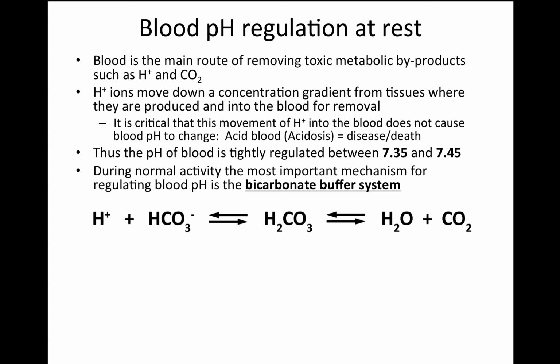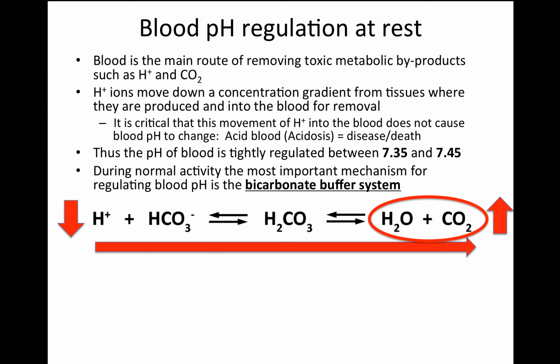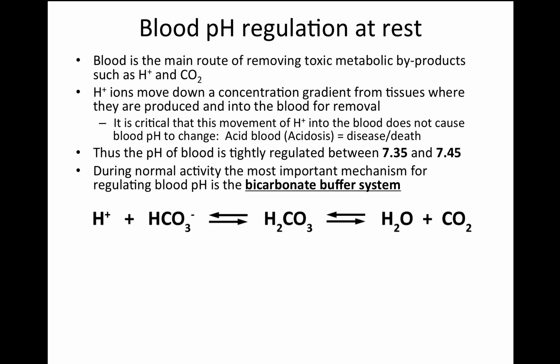During normal activity, the most important mechanism for regulating blood pH is the bicarbonate buffer system. This system can be described by the equilibrium reactions shown here. Elevation of hydrogen ions within the blood causes elevated hydrogen ion binding to bicarbonate ions, which results in a shift of the equilibrium reaction to the right. This causes a subsequent increase in water and carbon dioxide production, which effectively reduces the amount of hydrogen ions present.